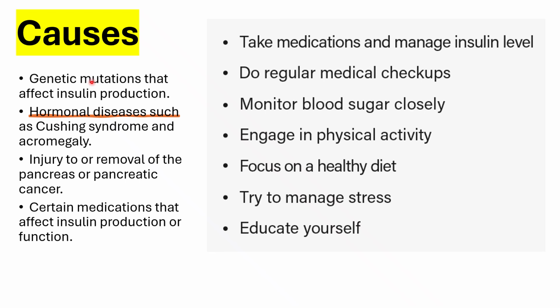What is the cause of diabetes? Genetic mutations that affect insulin production. Hormonal disease such as Cushing syndrome and acromegaly, right? So that is also one of the biggest causes. Injury to or removal of the pancreas or pancreatic cancer is one of the causes. Certain medications that affect insulin production or function can also be one of the causes.